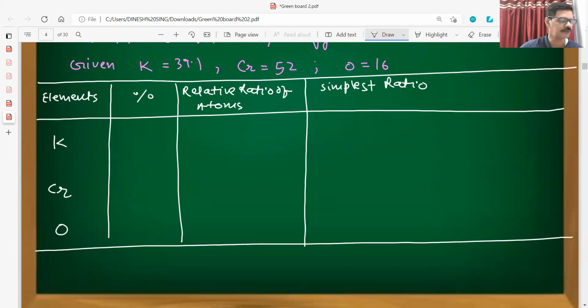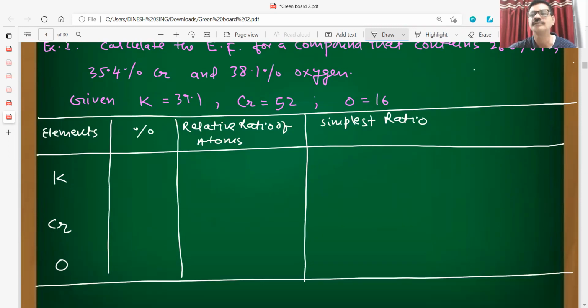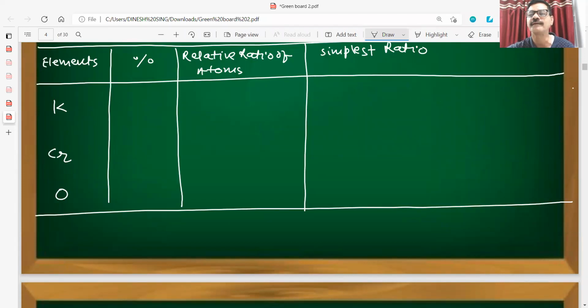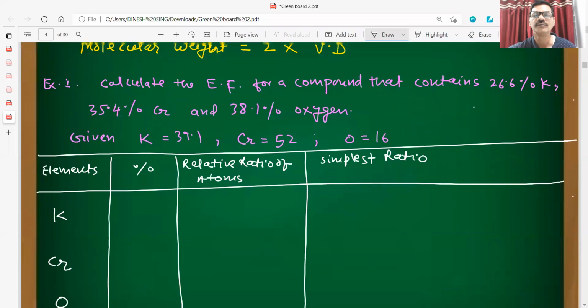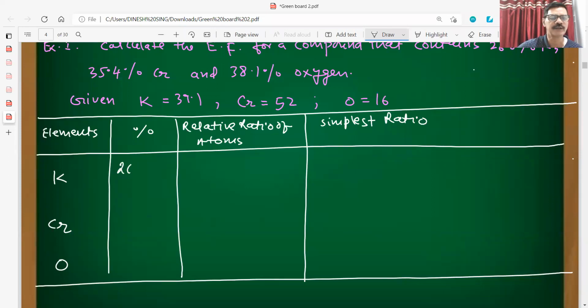So their percentage we already know. Potassium is 26.6%, chromium is 35.4%, and oxygen is 38.1%.